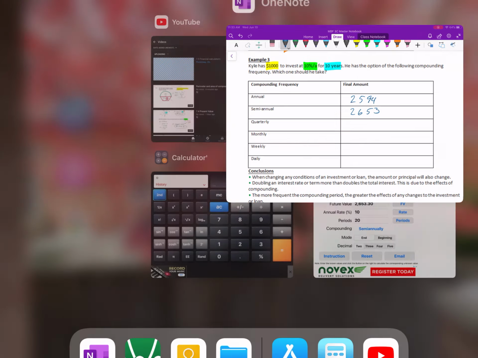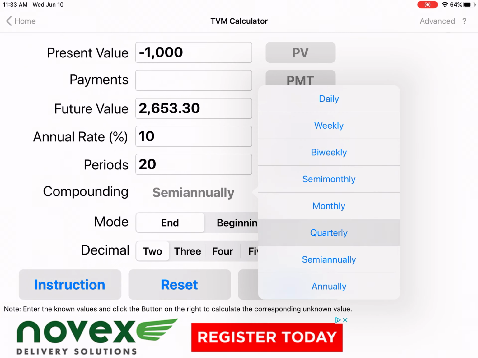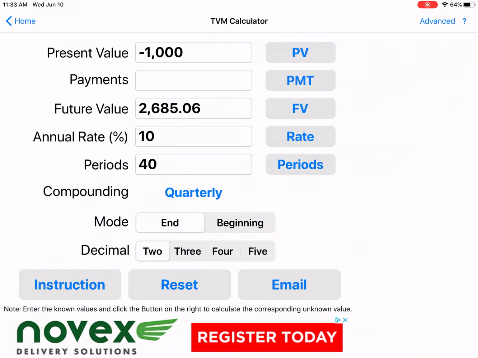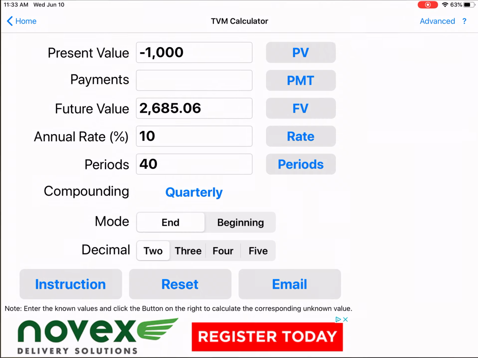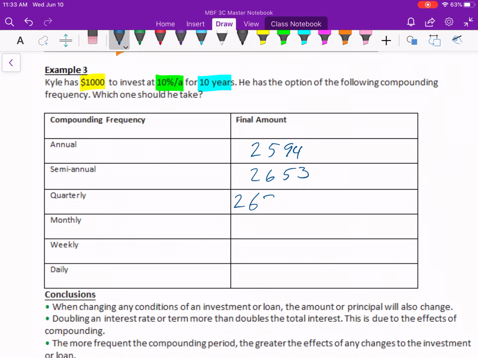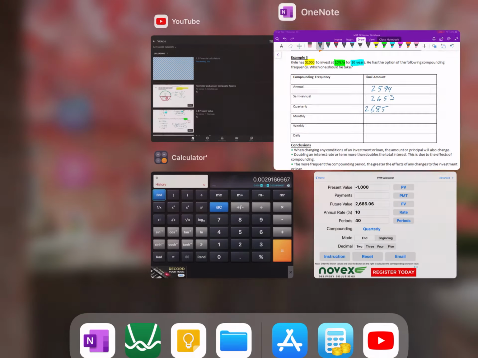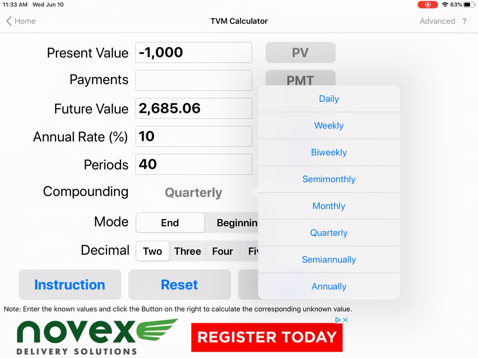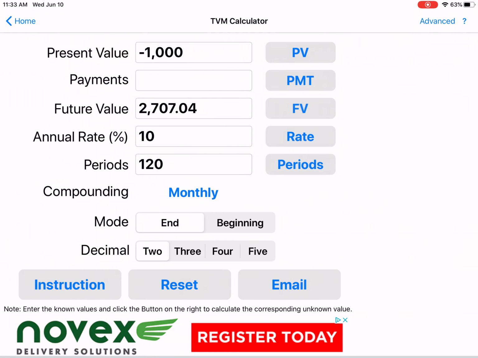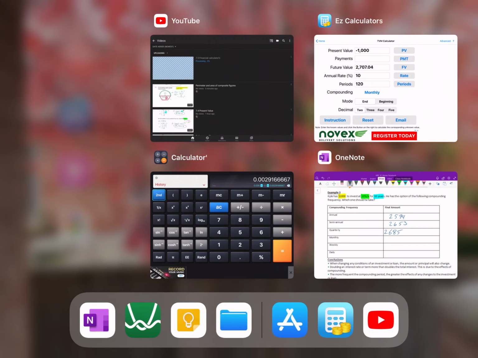Okay, the next one is quarterly. Change this to quarterly. Now it's 10 years times 4 times a year, gives me 40 periods. And the future value is 2685. Oops, 2685. Monthly, you get the idea. So now it's 12 times 10, so this becomes 120. Future value is 2707.